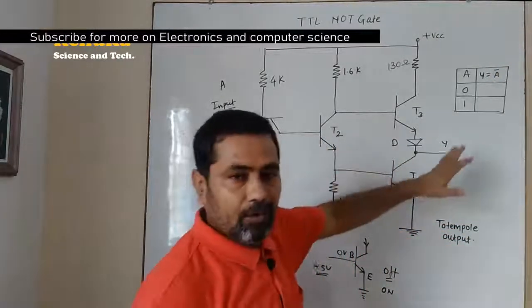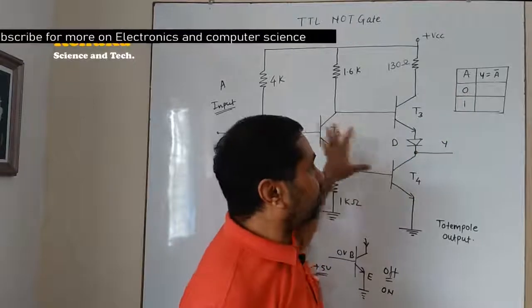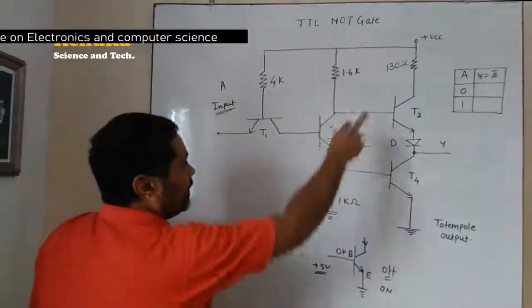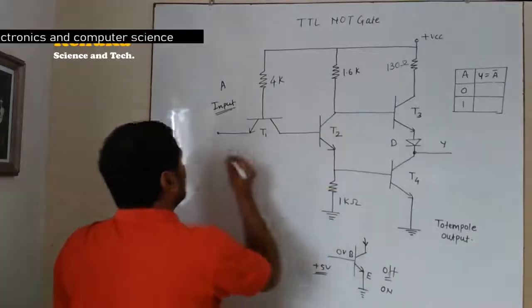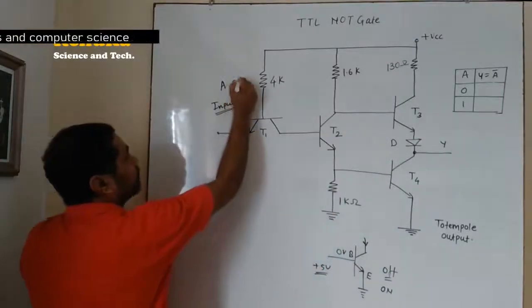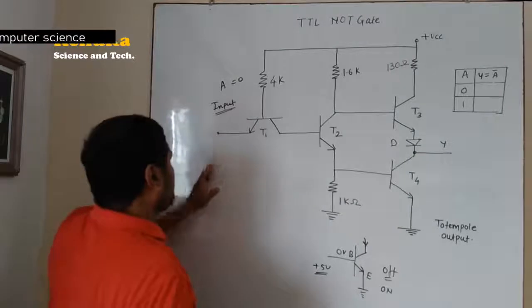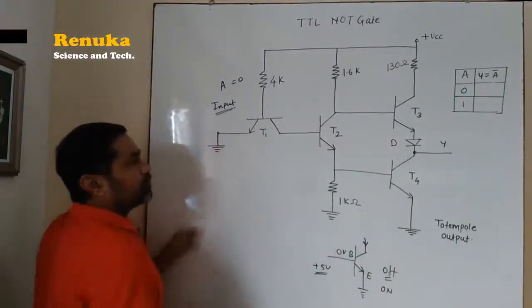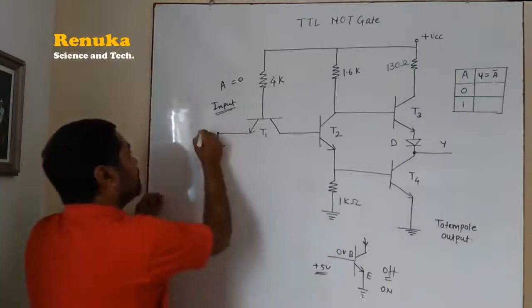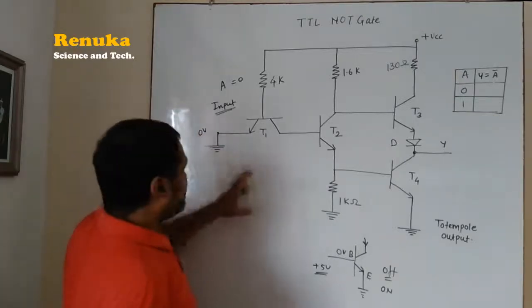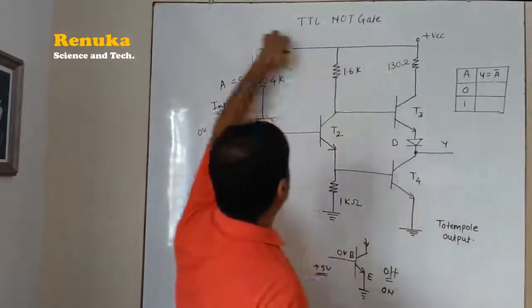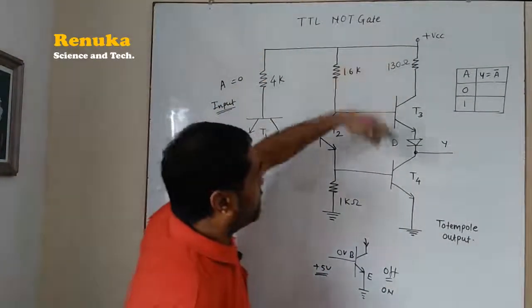Now let us check whether it's true for this circuit or not. Starting from the input, let us put the first value, that is input A equal to, for example, 0. If 0 is connected, that means this terminal should be connected to ground potential. Then only this voltage will be 0. Now see, the power supply is on, so current will start flowing through all the resistors.